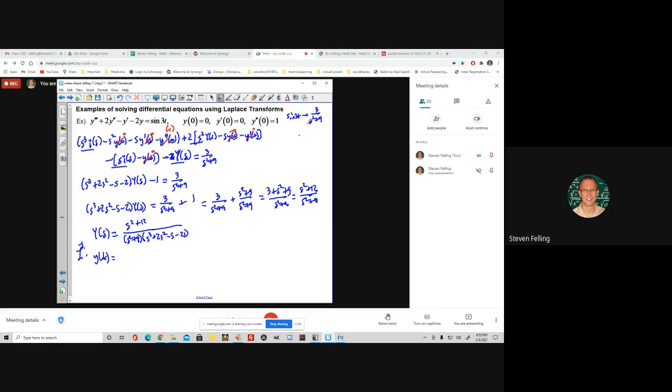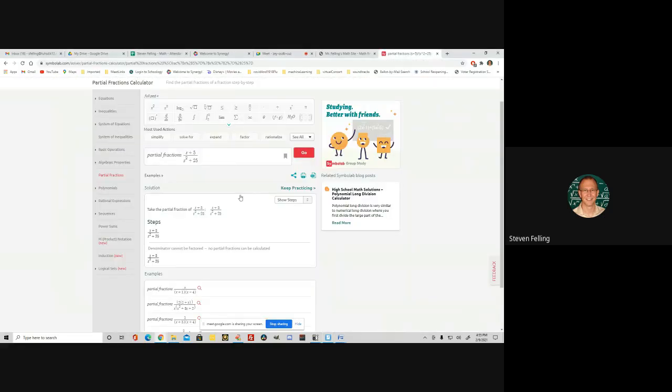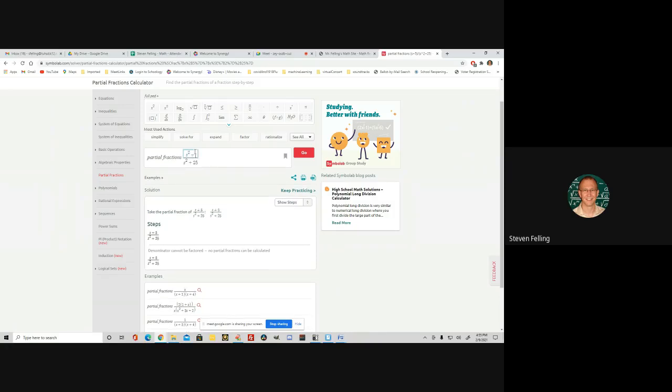So let me do that. You can follow along here or do this on your own. We're going to go up here to the fraction, and I'm going to enter s squared plus 12 on the top.